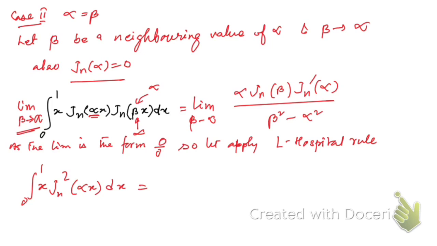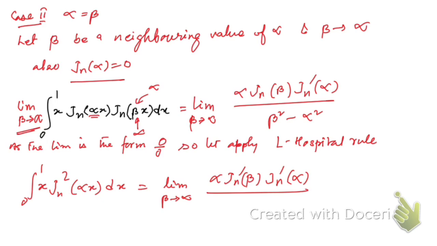Let me show you. Limit beta tends to alpha, alpha Jn dash. So we differentiate this with respect to beta, so this becomes Jn dash beta, then Jn dash of alpha, and if you differentiate with respect to beta, then beta square will be twice beta, and alpha is going to be 0, derivative of alpha is going to be 0, right? So hope you have understood this.